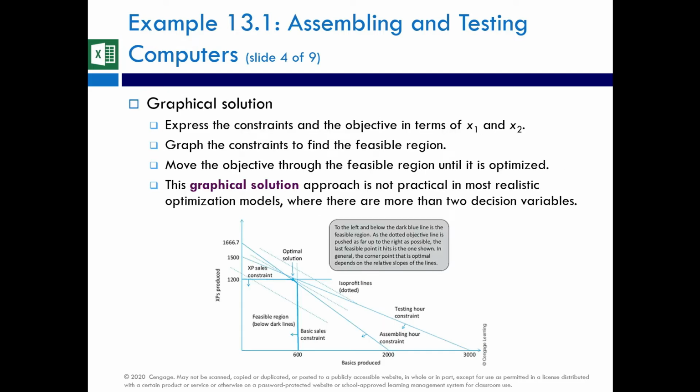Assembling and testing computers. Express the constraints and the objective in terms of x1 and x2. Graph the constraints to find the feasible region. Move the objective through the feasible region until it is optimized. The graphical solution approach is not practical in most realistic optimizations where there are more than two decision variables.